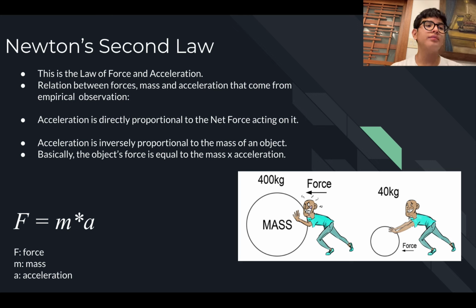Newton's second law. This is the law of force and acceleration. This is the relation between forces, mass, and acceleration that comes from empirical observation. Acceleration is directly proportional to the net force acting on it. Acceleration is inversely proportional to the mass of an object. Basically, the object's force is equal to the mass times the acceleration. As you can see, the formula is F equals m times a. F stands for force, m stands for mass, and a stands for acceleration.